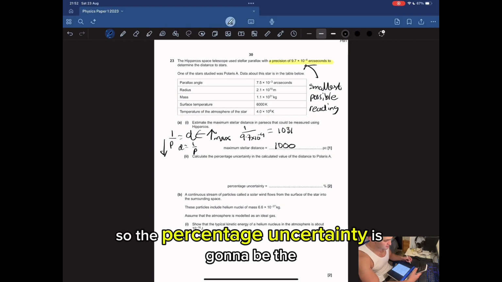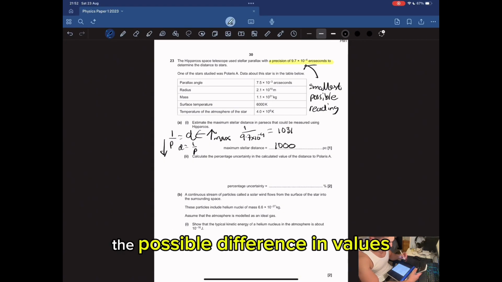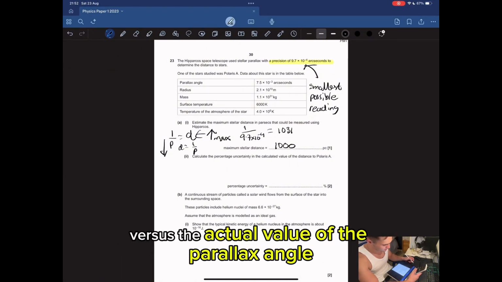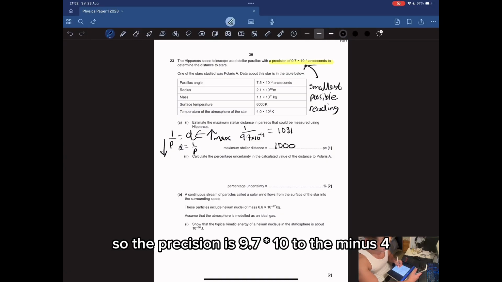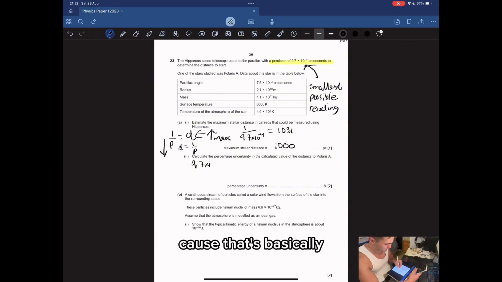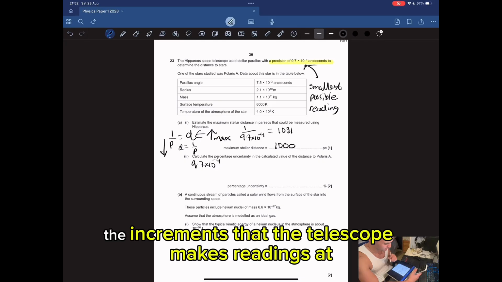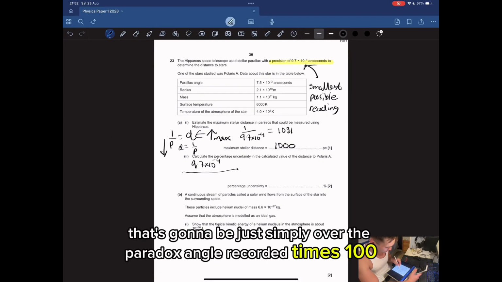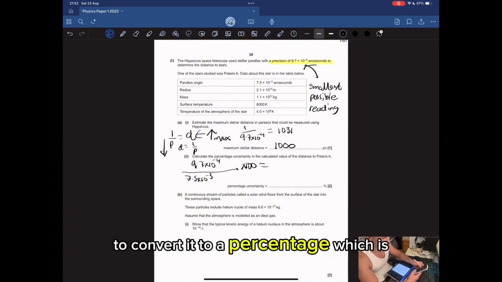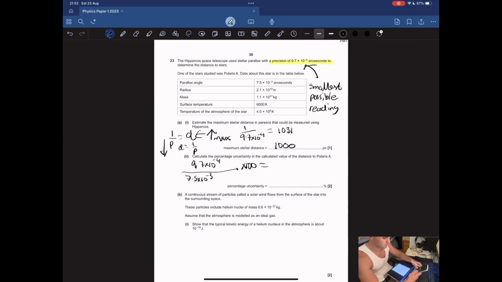So the percentage uncertainty is going to be the possible difference in values versus the actual value of the parallax angle. So the precision is 9.7 times 10 to the minus 4, so that's going to be the difference, because that's basically the increments that the telescope makes readings at. That's going to be just simply over the parallax angle we recorded times 100 to convert it to a percentage, which is 12.9, so about 13%.